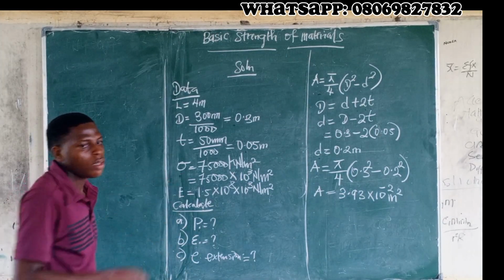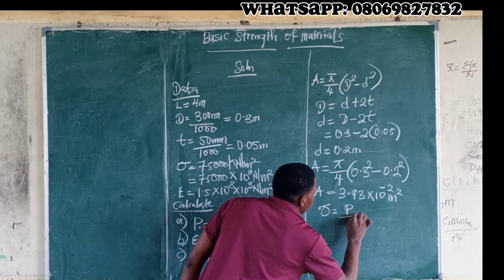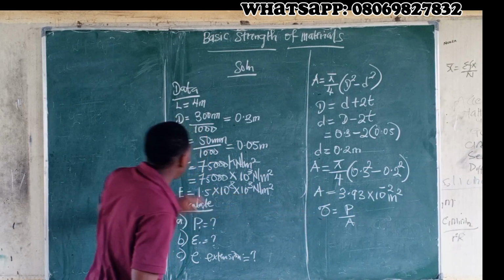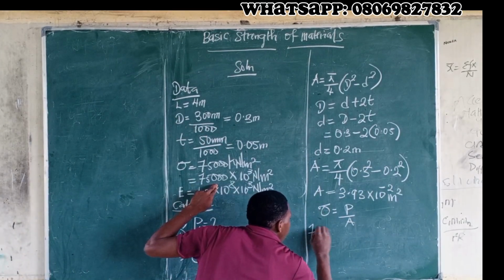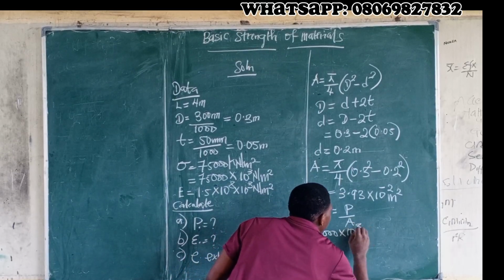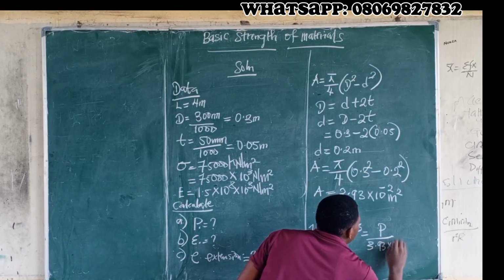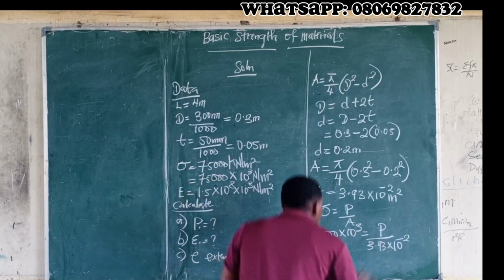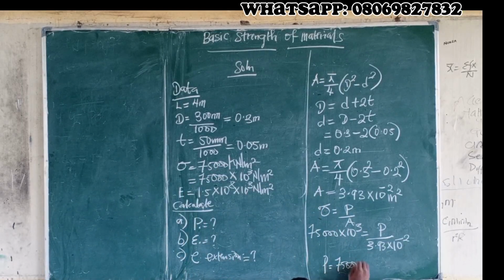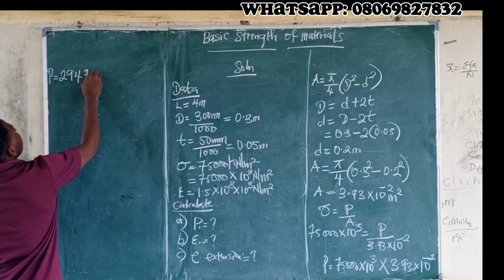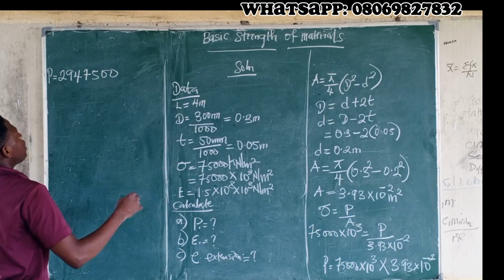So what can we do to get P? We are given stress, but we know that stress is equal to P over A. We are to look for P, but we know stress, which is sigma. What is sigma? 75,000 multiplied by 10 raised to the power of 3. And this is equal to P over our area, 3.93 times 10 raised to the power of -2. So our P is equal to 75000 multiplied by 10 raised to the power of 3 multiplied by 3.93 times 10 raised to the power of -2. So our P is 2947500. And what is the unit?